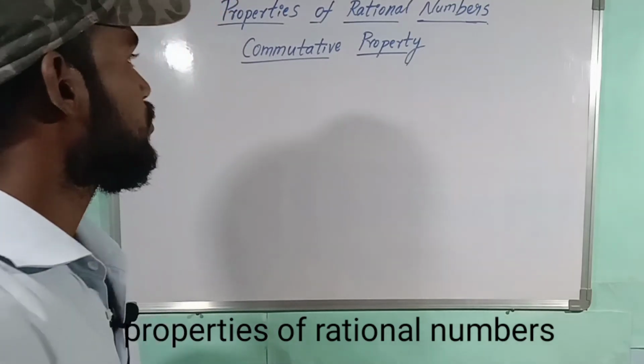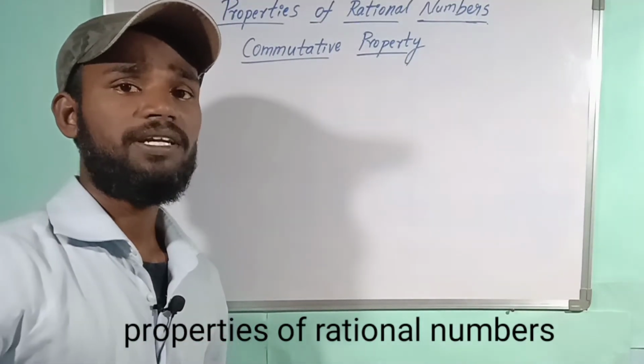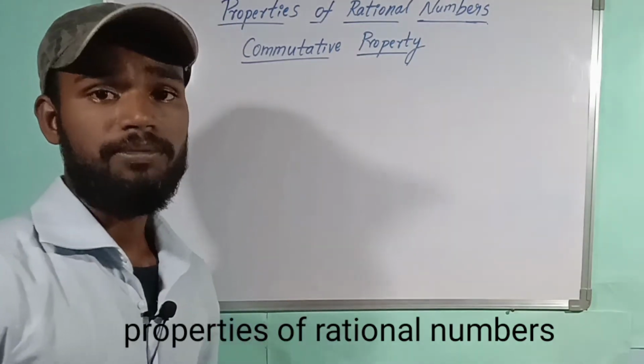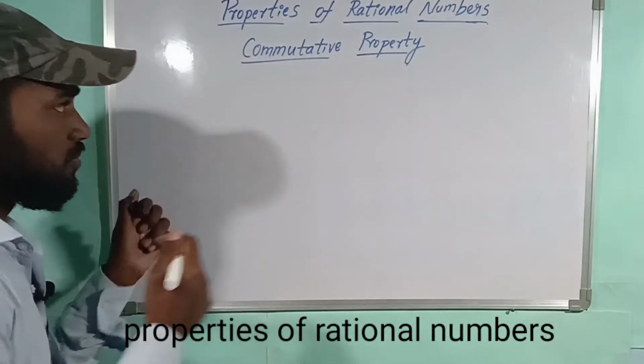So today our topic is properties of rational numbers. In the last class we completed the associative property of rational numbers. Now we are doing the commutative property, starting with commutative property for addition.